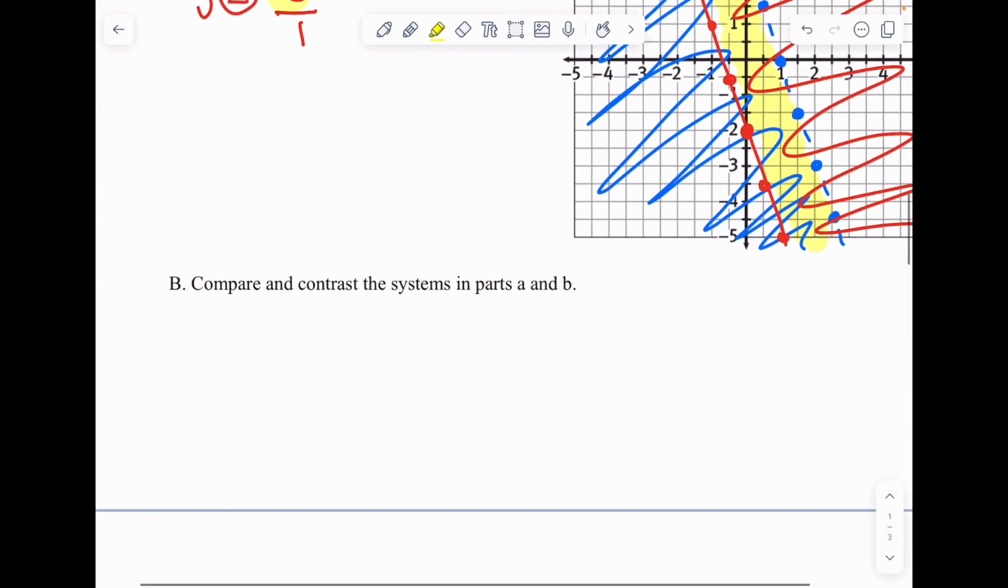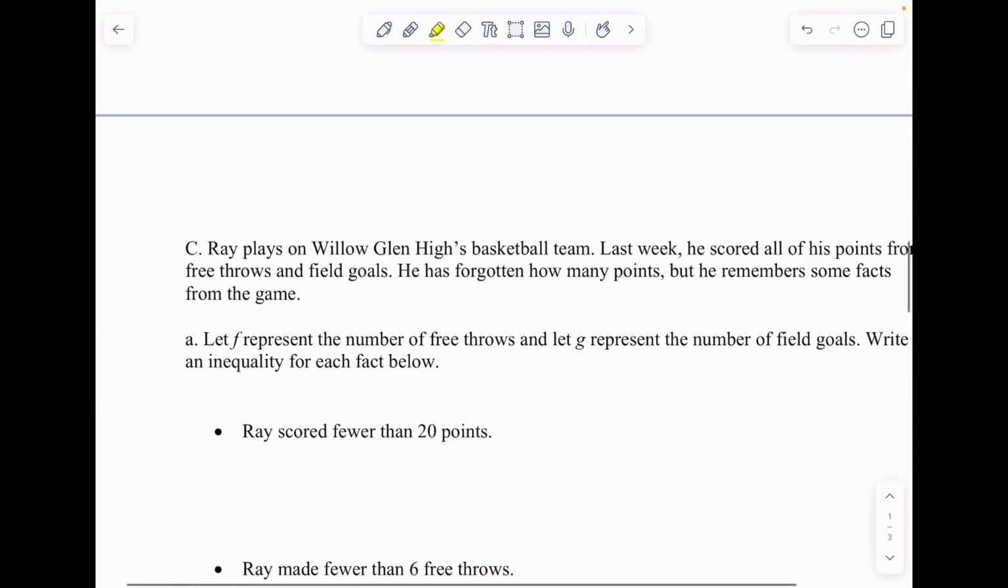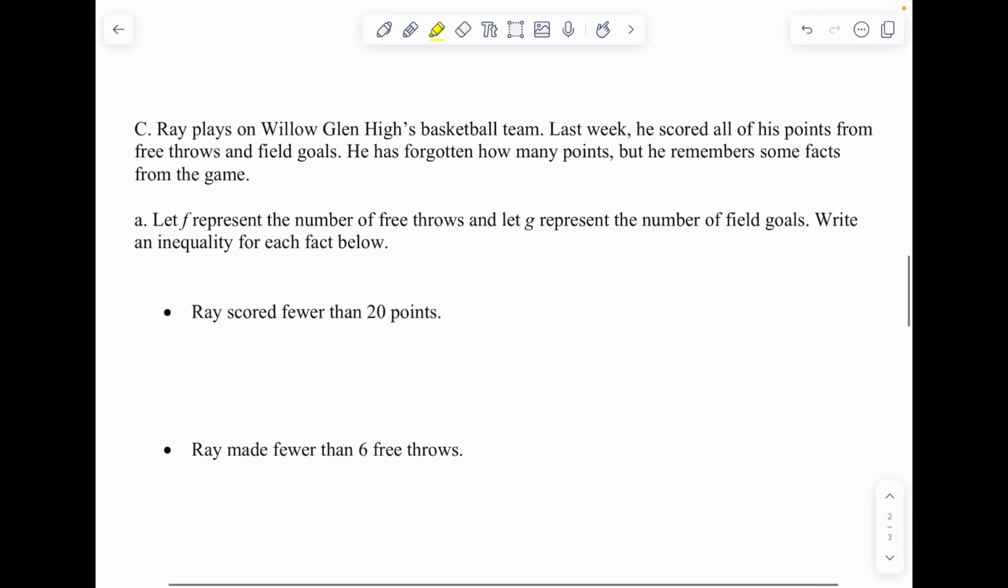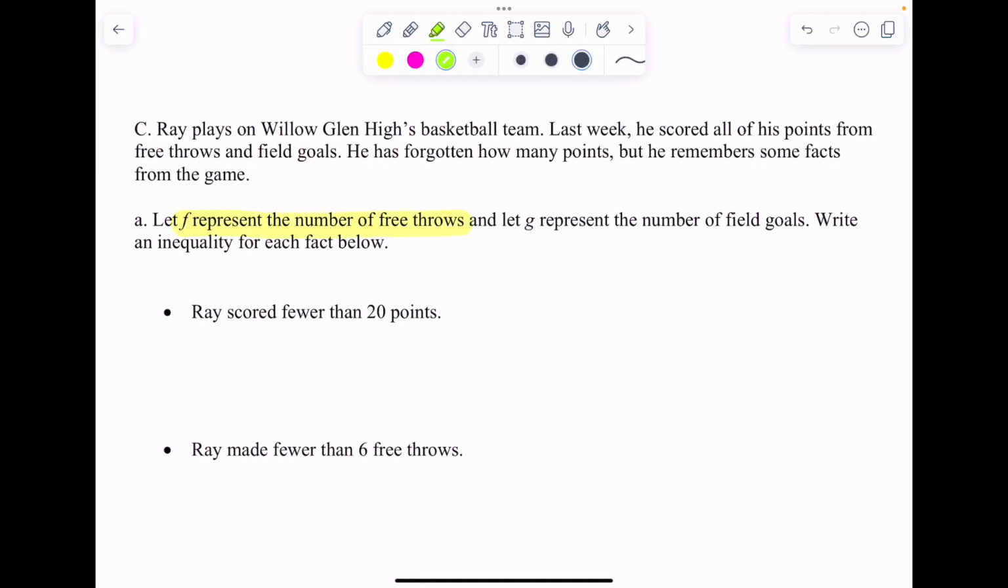Now what I'd like to do is try a word problem. Ray plays on Willow Glen High School's basketball team. Last week he scored all of his points from free throws and field goals, and he has forgotten how many points, but he remembers some facts from the game. Let F represent the number of free throws, and let G represent the number of field goals he made. Write an inequality for each fact.